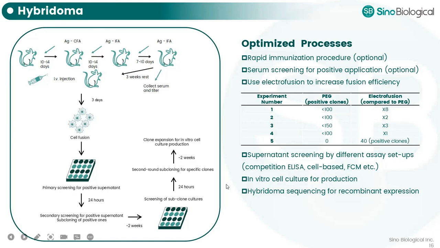And sometimes we will obtain the hybridoma antibody sequences for longer storage, because hybridoma is not a very stable cell line. It may lose the antibody after several rounds of cloning or long-time storage. So this is another way to help us save these good antibody clones for future use.